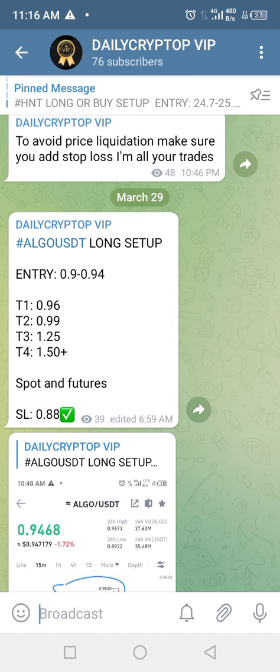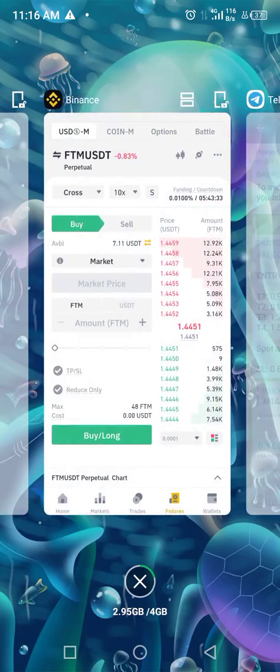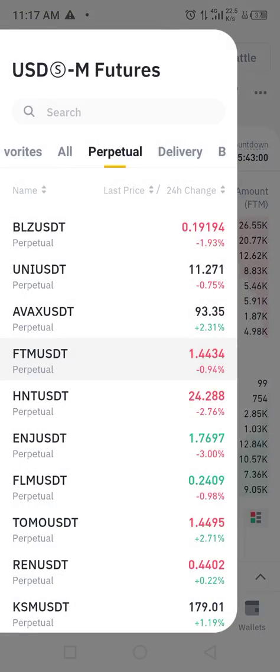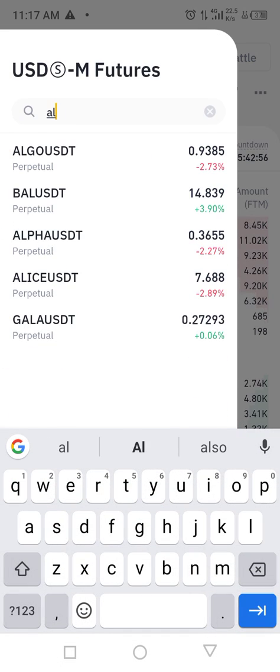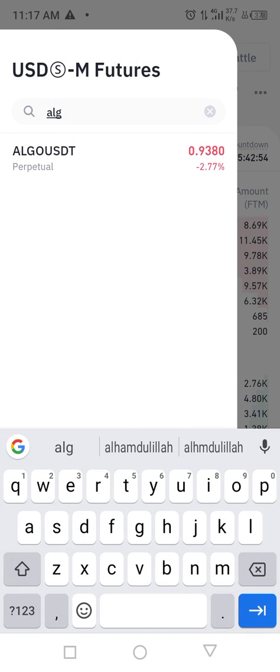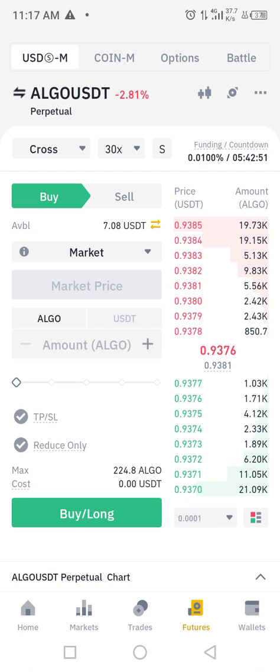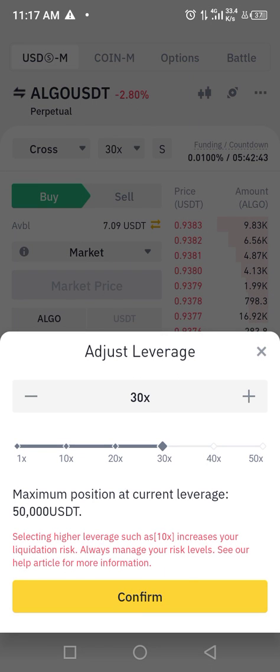Let me use this 0.9 to 0.94. So quickly come here to the asset and go here. Look at ALGO USDT, 0.9 to 0.94 is still within the buy zone. This is 0.93, it's not more than 0.94, so I can still buy. Then I am the one to choose the leverage factor that I will use.